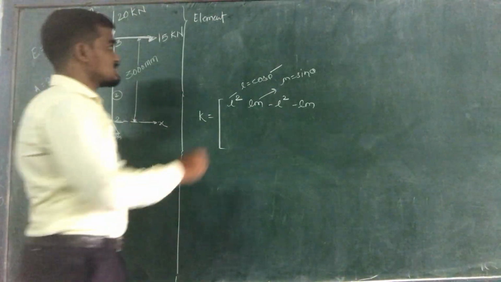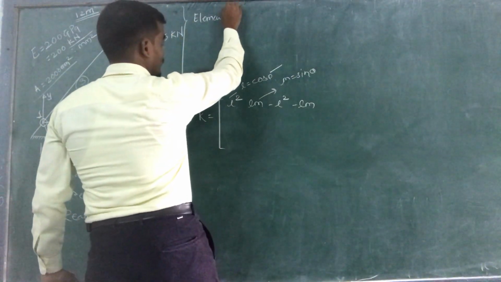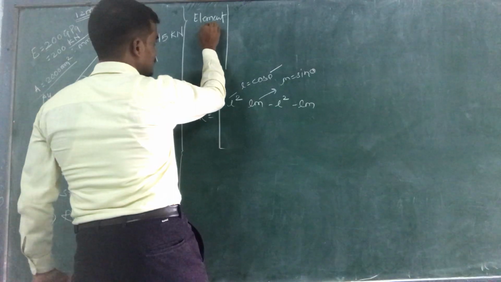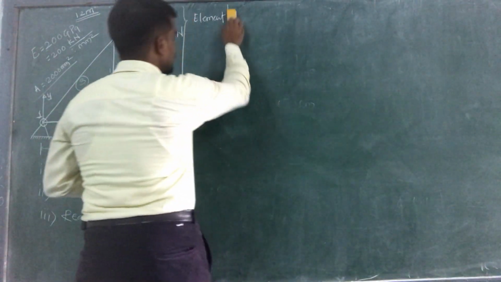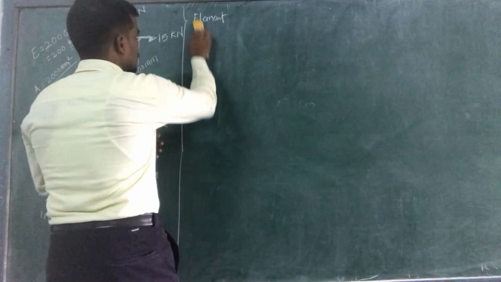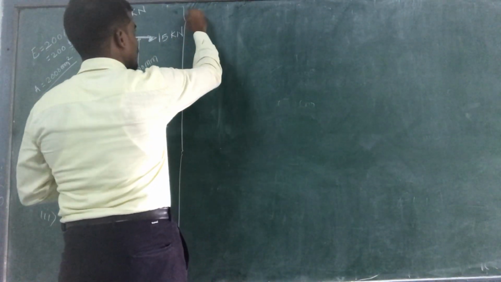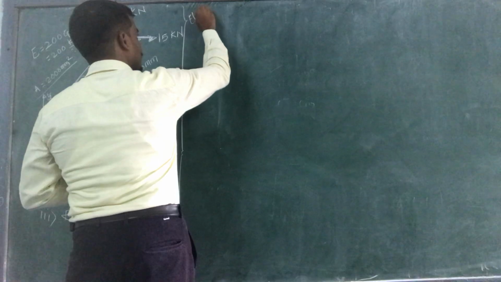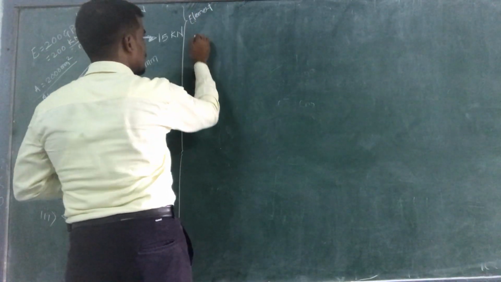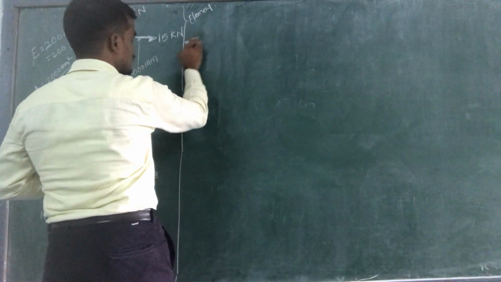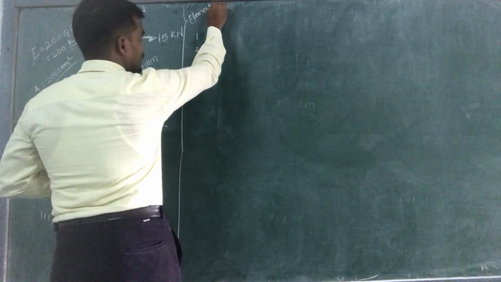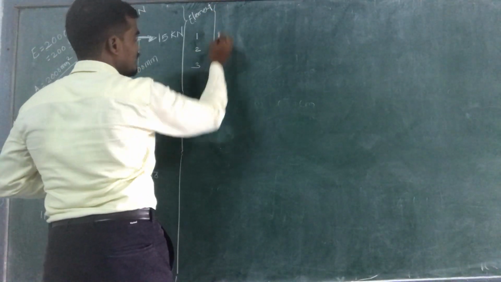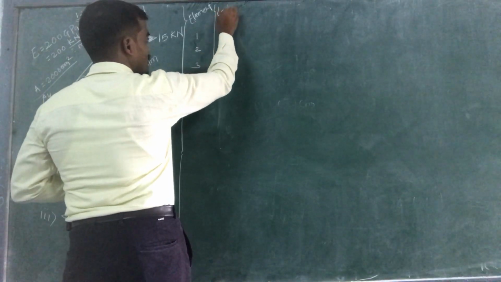Okay. As there are three elements, we need to find out the values for these three elements: element 1, 2, 3. Then we need to find out the lengths of each element.